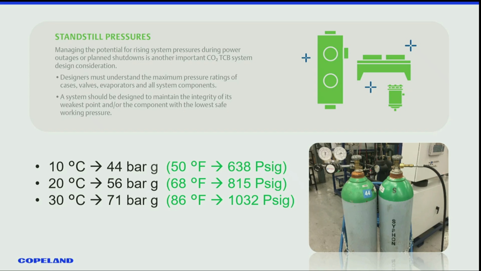And the last thing, standstill pressures. Those are top of mind with retailers today. Obviously, because at 68 degrees Fahrenheit, we're at 815 pounds. So if a system loses power and it only averages out to 68 degrees, that's 815 pounds. That's way above what your pressure reliefs are for, 650.